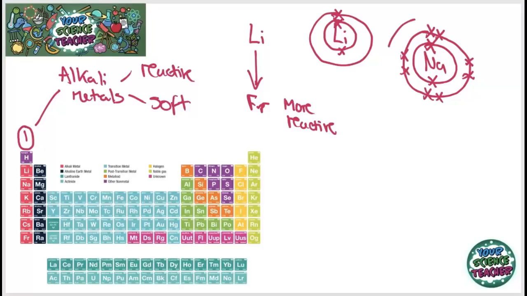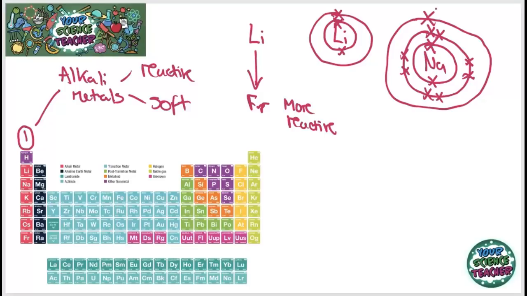Now, if you look at sodium, sodium has more shells of electrons. Therefore, its outer electron is further away from the positive nucleus. Because it's further away from the positive nucleus, it feels less of that attraction to the nucleus, and it's more easily lost. We call this electronic shielding.